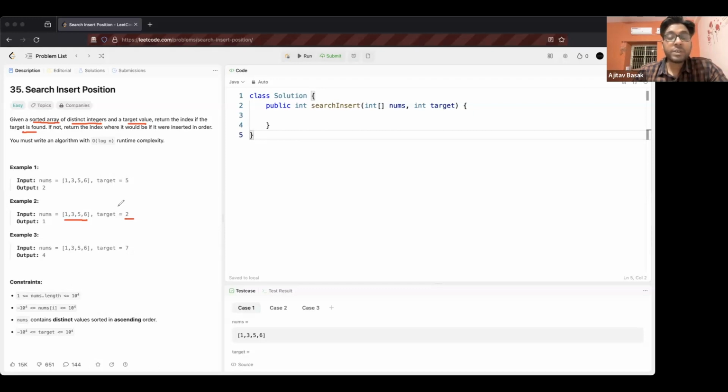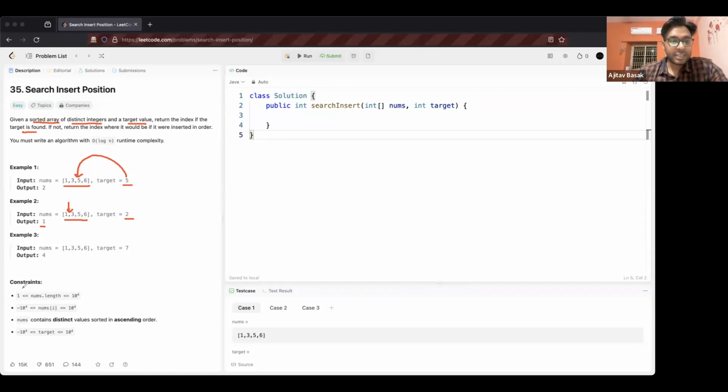But if 2 was supposed to be inserted in this array, it would be inserted in position 1, which is in between 1 and 3. Hence, the output is 1, the index value of it. Whereas, if you find the target, as in example 1356, the target being 5, and because 5 is present at position 2, the output is 2.